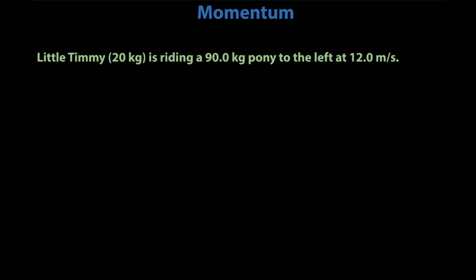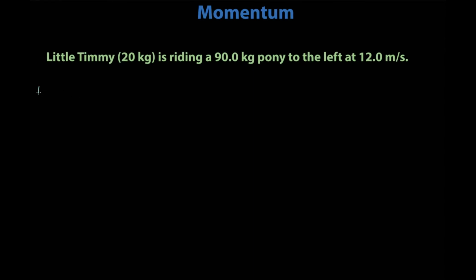So let's do some simple questions here. Little Timmy, who's 20 kilograms, is riding a 90 kilogram pony to the left at 12 meters a second. We'll go through these real quick. Mass of Timmy, 20 kilograms. Mass of the horse, 90 kilograms.